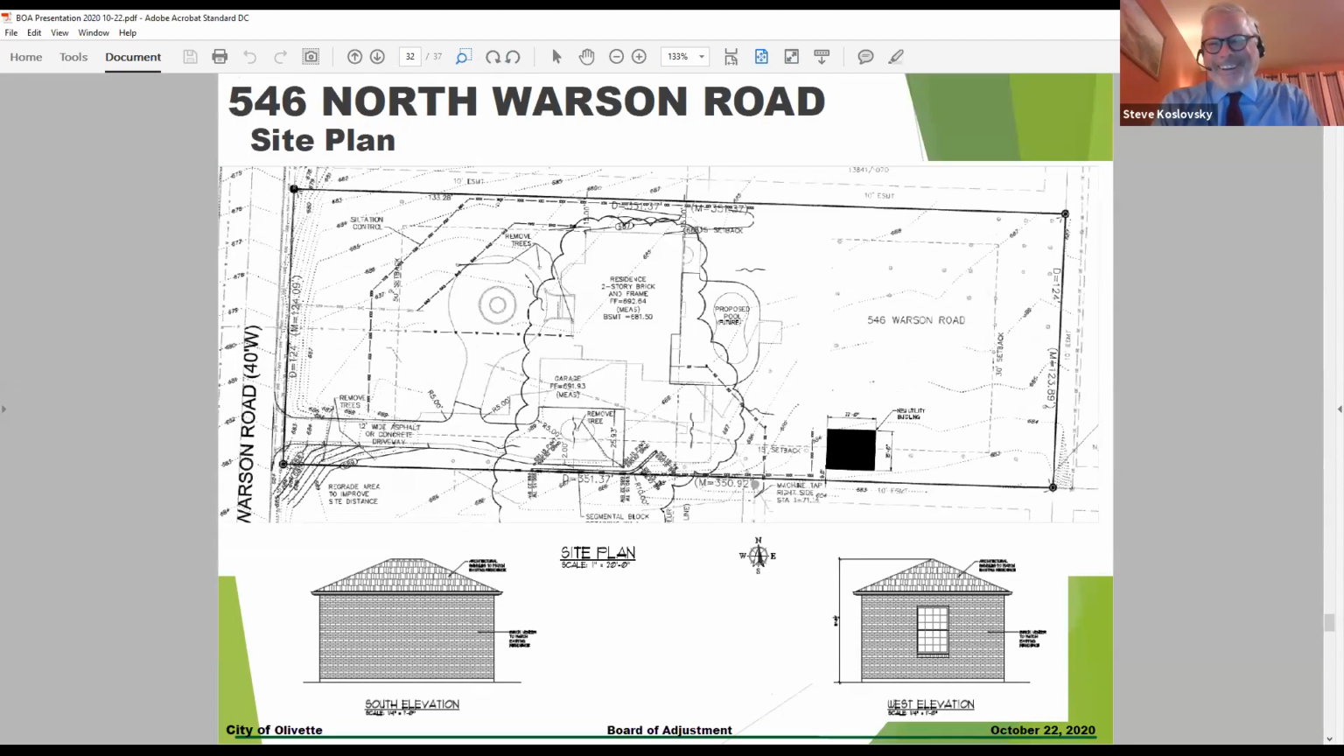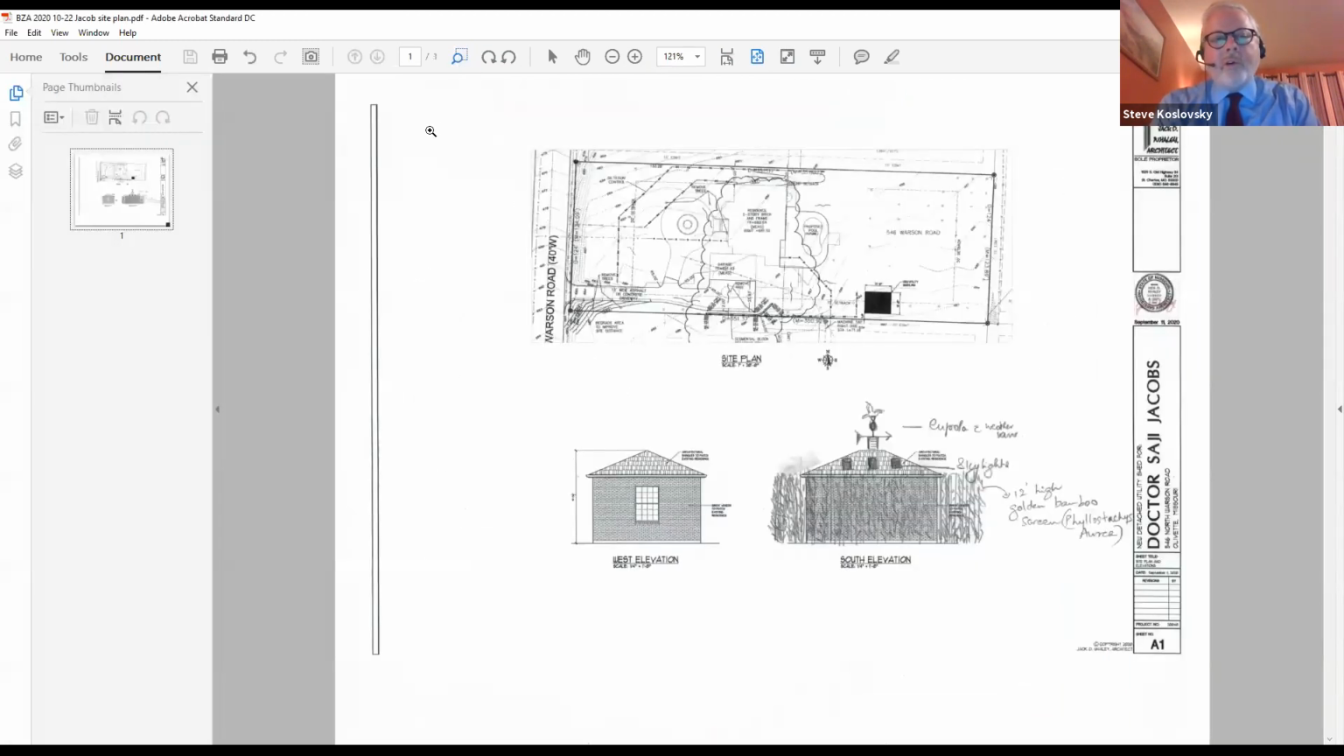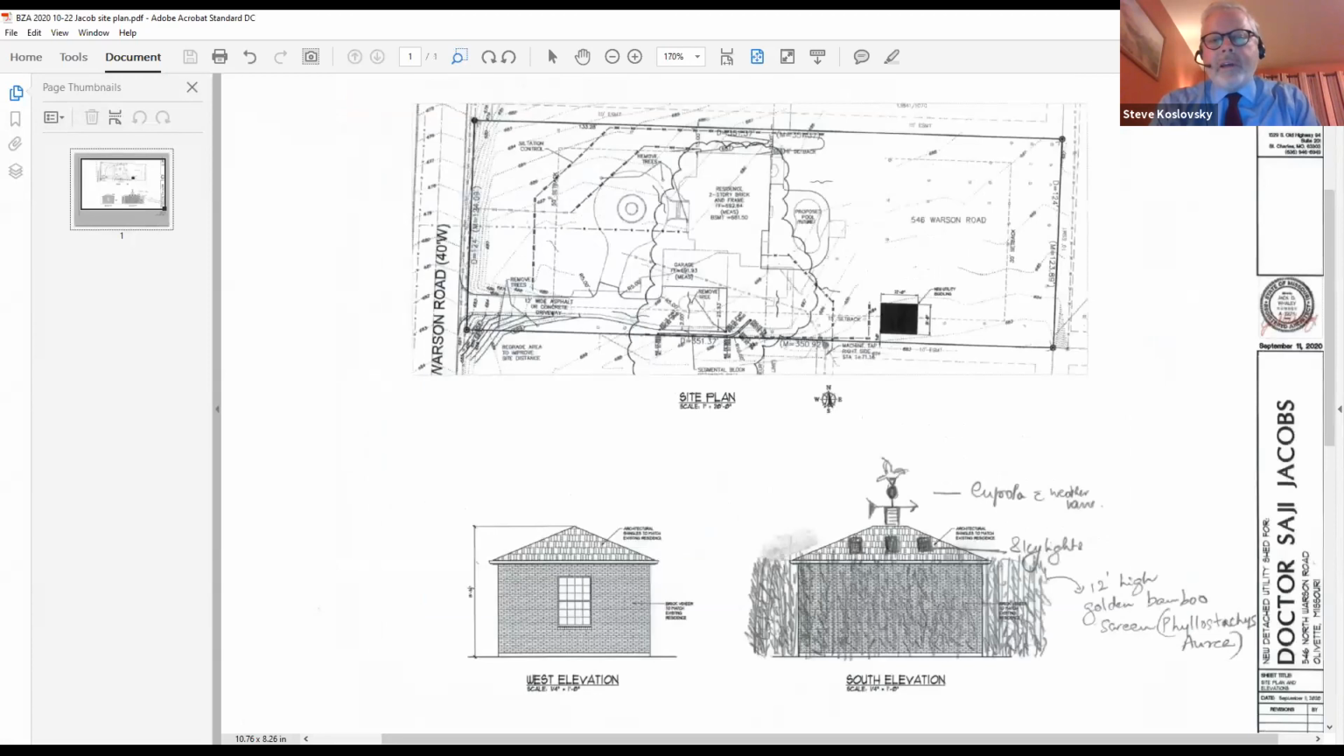Please tell us about it. All right, Chairman Gerstein, members of the board, again, my name is Steve Kozlowski. I'm an attorney with offices in St. Louis County. I'm representing Dr. Saji and Sunday Jacob, the owners of this property. And you've already heard a lot about the property and the variances that we're applying for. In addition to the staff documents, I also submitted documents and 4 photographs, which I hope staff has, that I'd like to go through with you very quickly before I try to answer some of the questions that have already come up in your discussions of the matter.